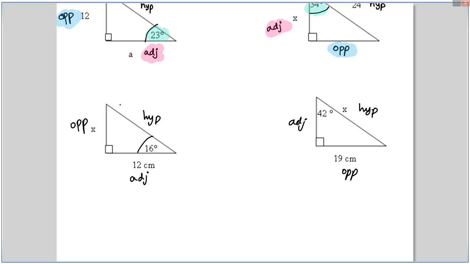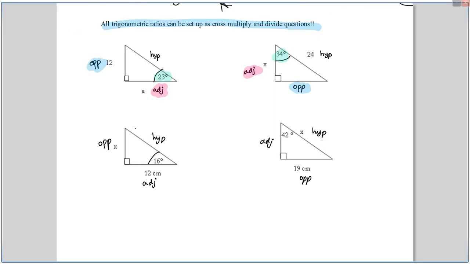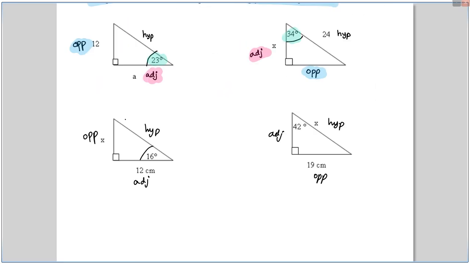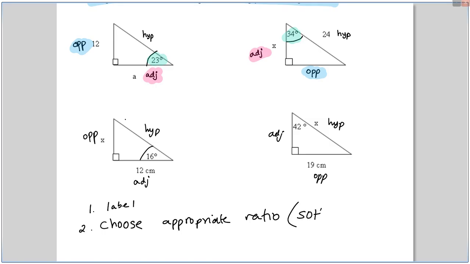Now in trigonometry, what you have to do is you have to choose the appropriate ratio. And this is one of the hardest things for students at first, is choosing. So you have to label. First you label, and then second you choose. Now how do you choose? Well, we'll use this acronym to help us.